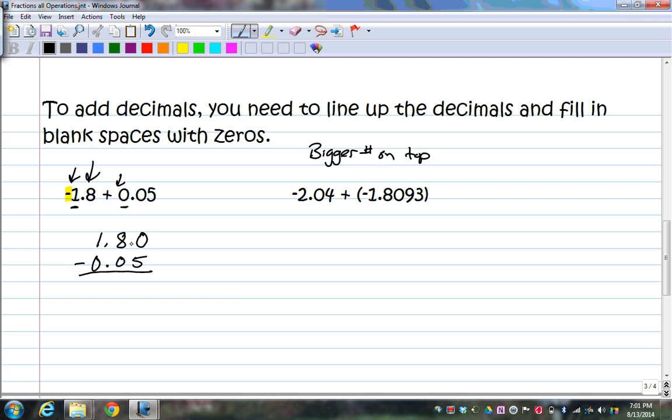I cannot do 0 minus 5, so I'm going to borrow from the 8. This is 10 minus 5 now, which is 5. 7 minus 0 is 7. The decimal goes straight down. 1 minus 0 is 1.